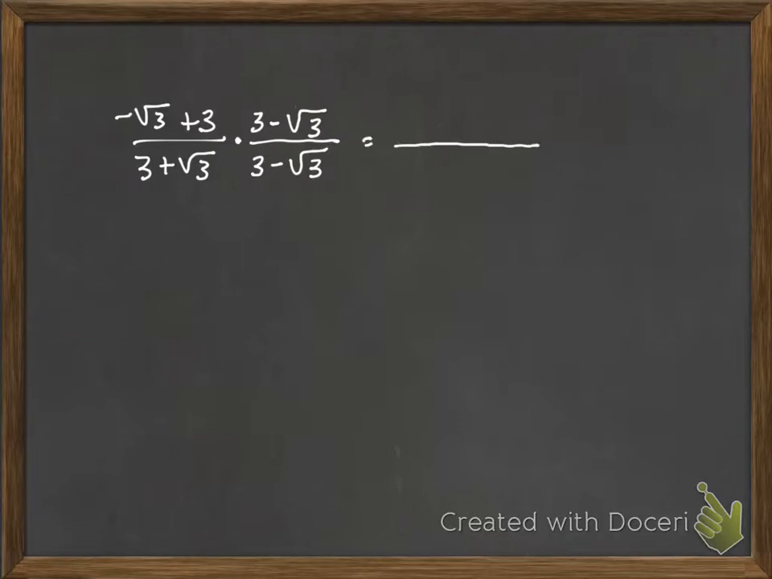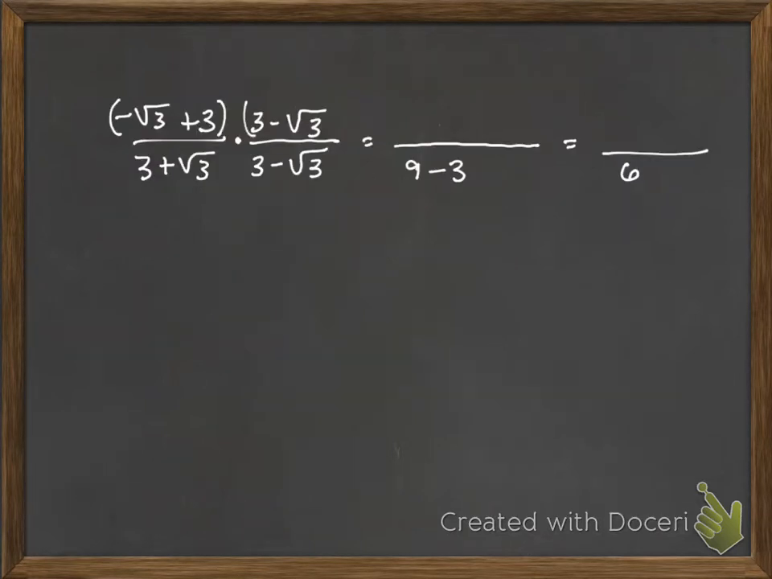And then in the denominator, I have a difference of perfect squares. So 3 squared is 9. Radical 3 squared is 3. So I get 9 minus 3, which is 6. Okay, so denominator taken care of. The numerator, you're going to have to FOIL that out.